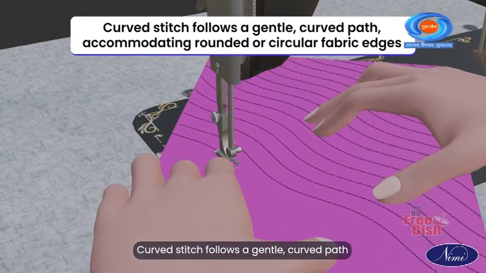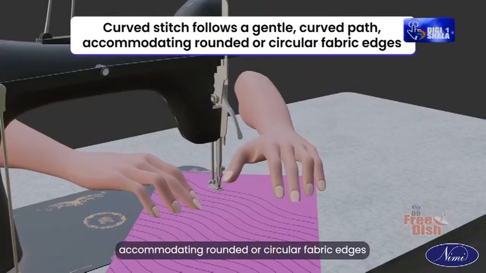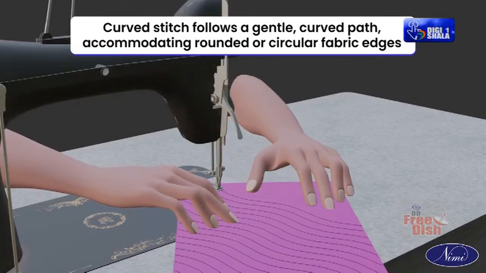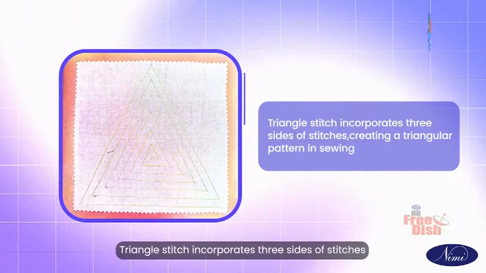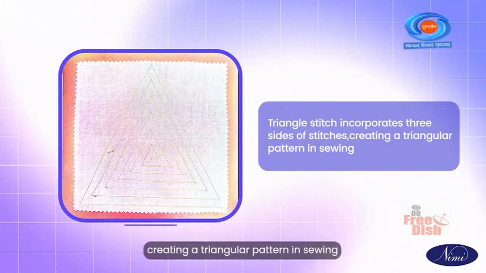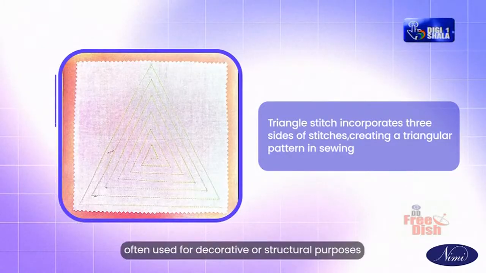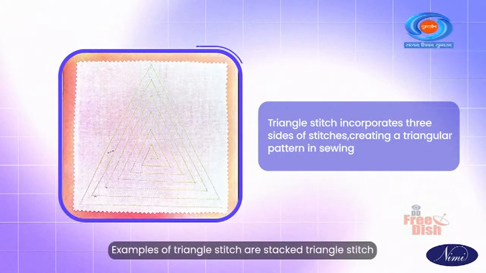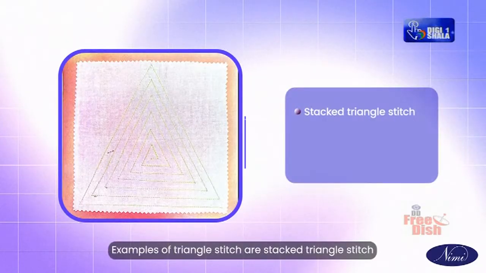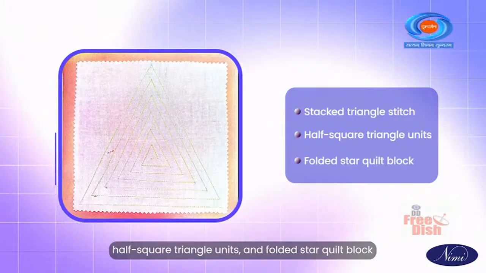Curved stitch follows a gentle curved path, accommodating rounded or circular fabric edges. Triangle stitch incorporates three sides of stitches, creating a triangular pattern in sewing, often used for decorative or structural purposes. Examples of triangle stitch are stacked triangle stitch, half square triangle units, and folded star quilt block.